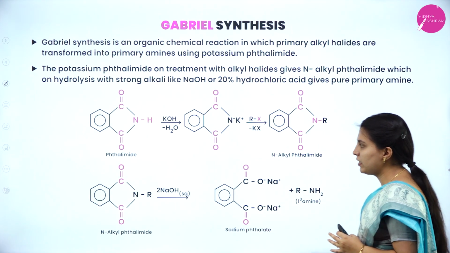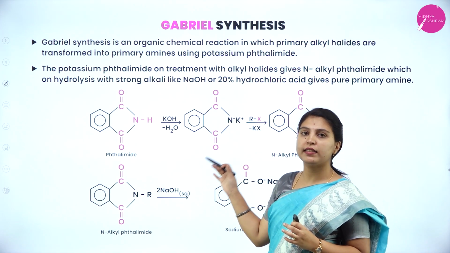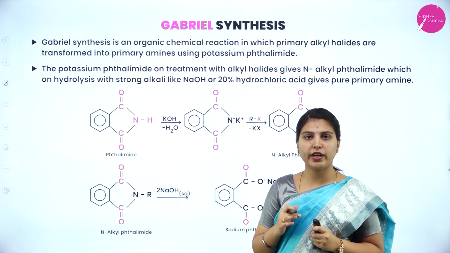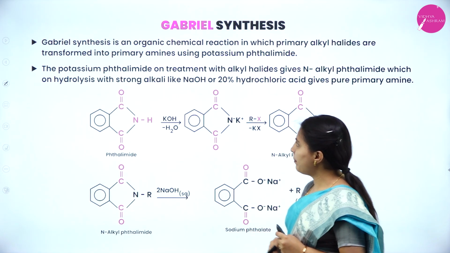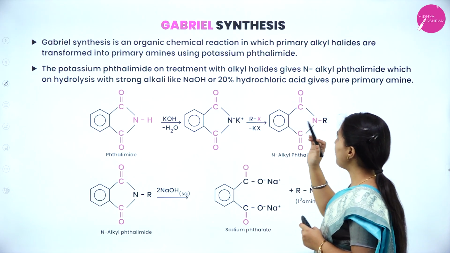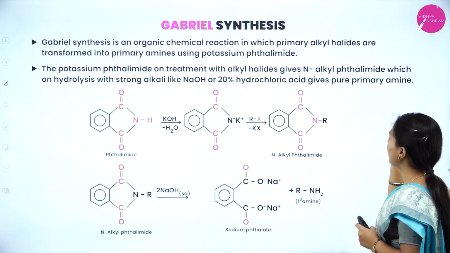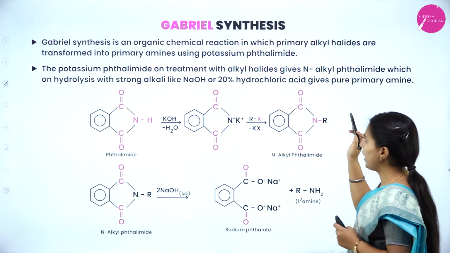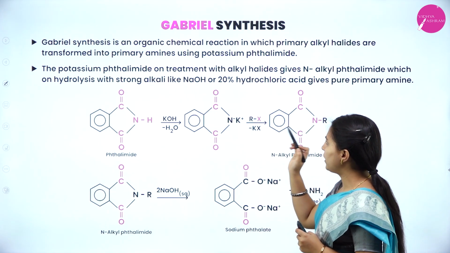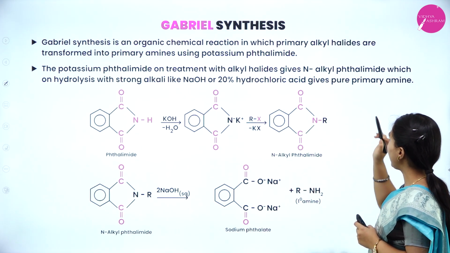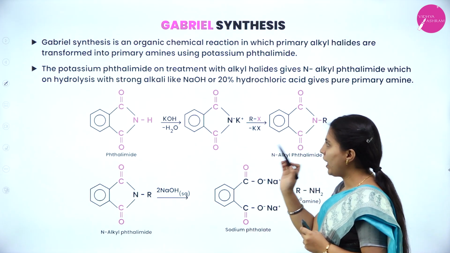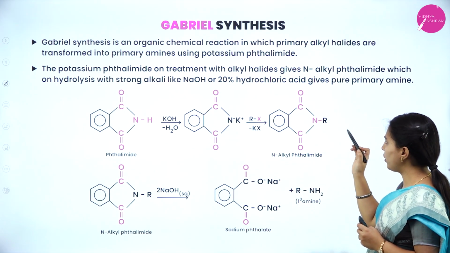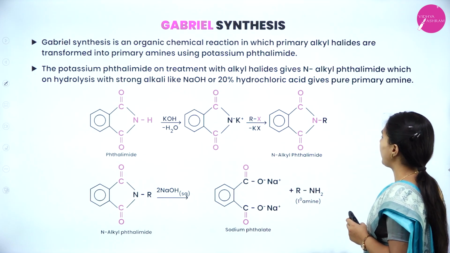Next, Gabriel synthesis, which is a very important synthesis in the production of amines, and it is also very important for your examination purpose. Gabriel synthesis is an organic chemical reaction in which primary alkyl halides are transformed into primary amines using potassium phthalimide. The potassium phthalimide on treatment with alkyl halides gives N-alkyl phthalimide, which on hydrolysis with strong alkali like NaOH or 20% hydrochloric acid gives pure primary amine.